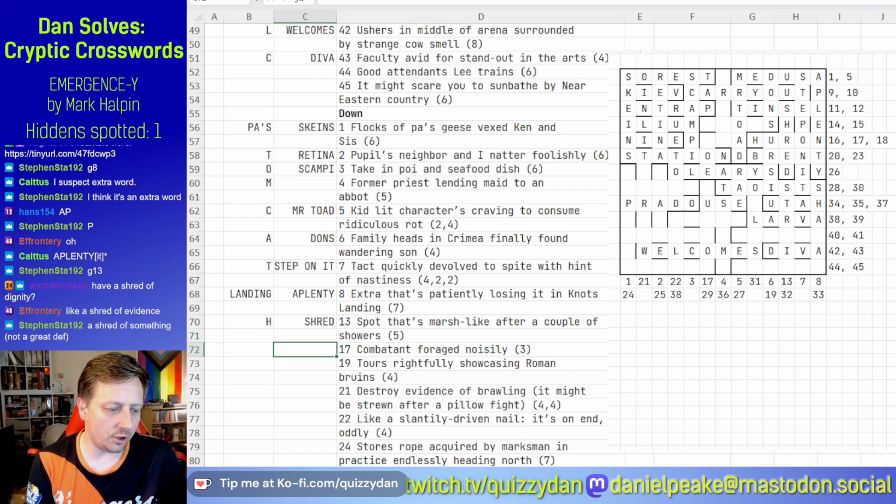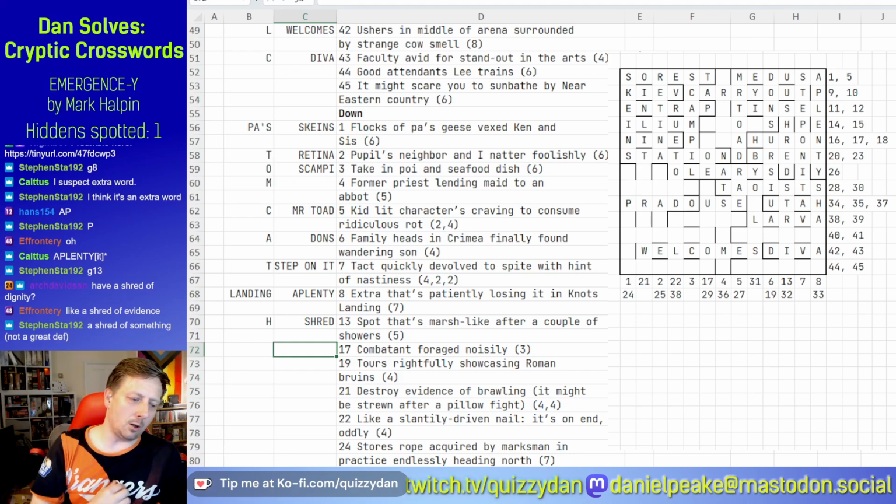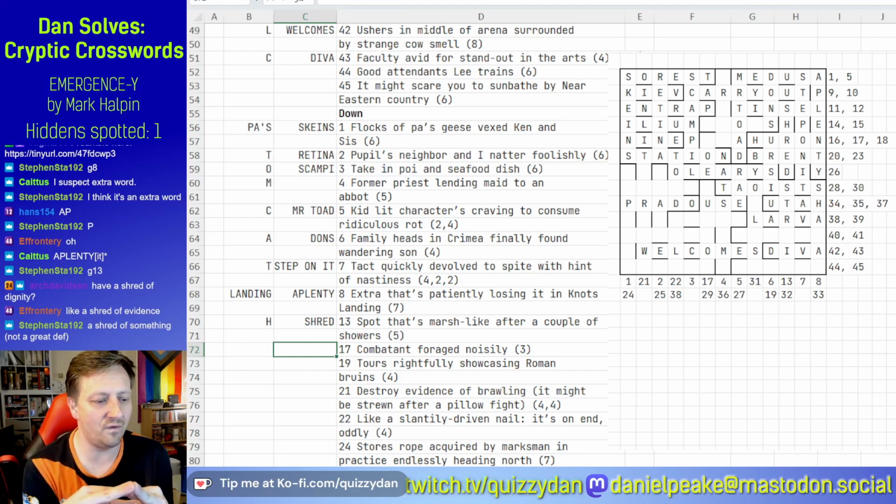Combatant foraged noisily. Okay. There's not enough words for it to be a whole word that's missing, surely. And based on how this has been working, I would want it to be a letter anyway. So, forged. Forged noisily. If you forge the way you lead, so led. How is a combatant a led? Combatant. Soldier. Warrior. A combat ant.